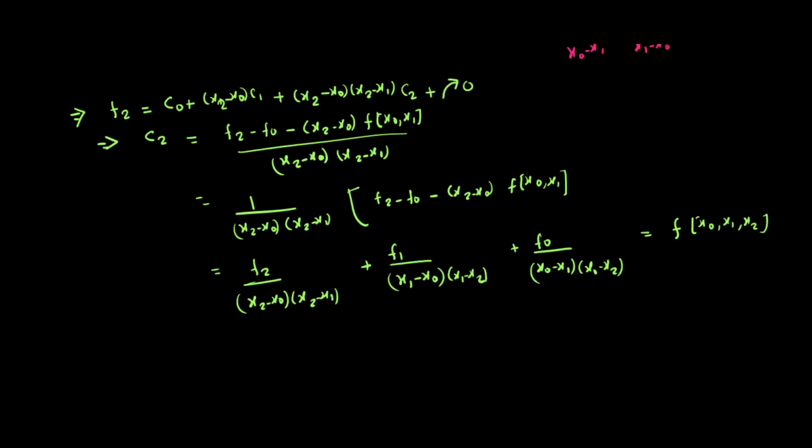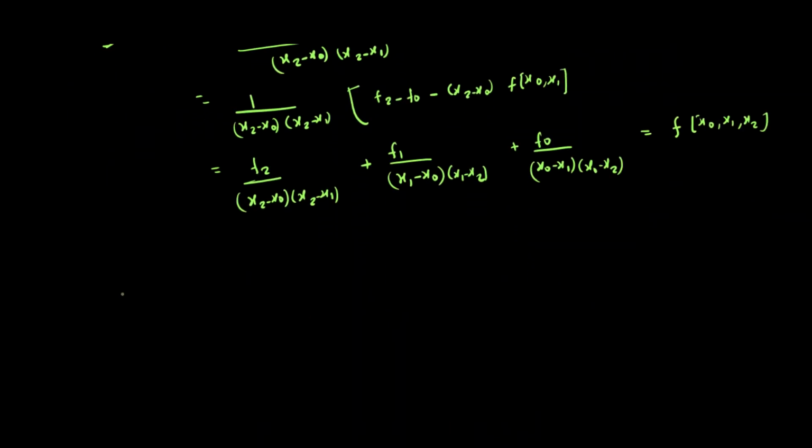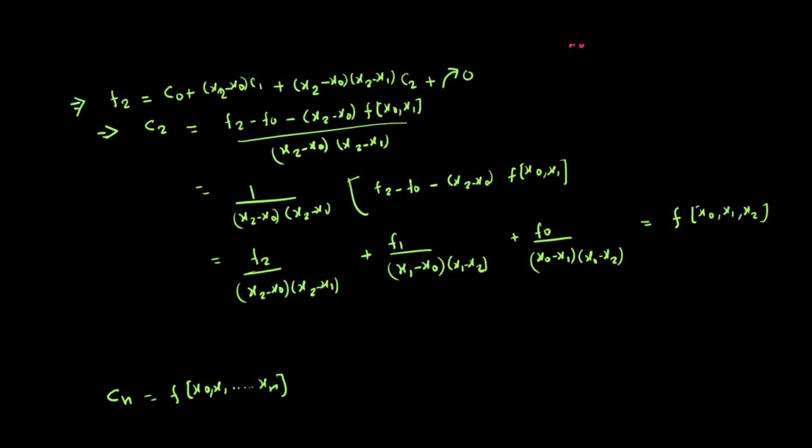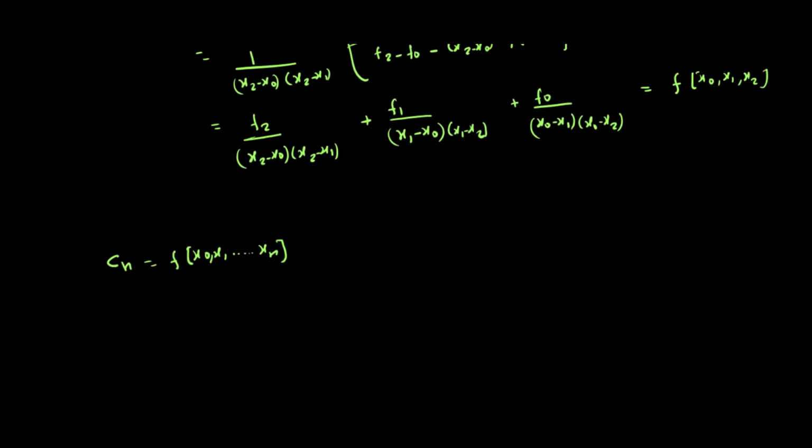So in a similar way, we can prove using induction that Cn will be f of x0, x1 up to xn. And how will we calculate this? Using this formula only, right? So now let me replace the coefficient. Actually, what we are doing is trying to find the coefficients C0, C1, C2.